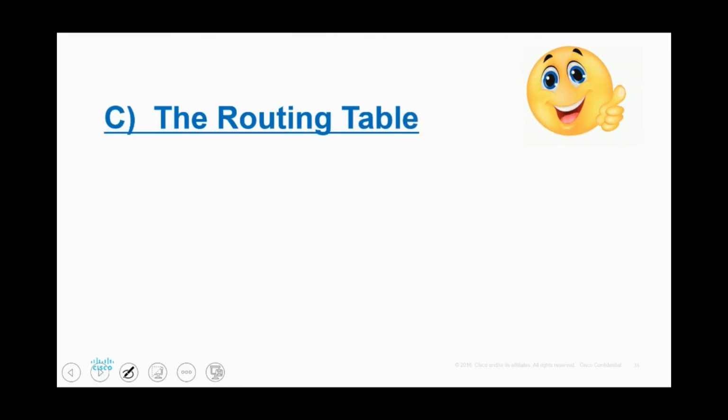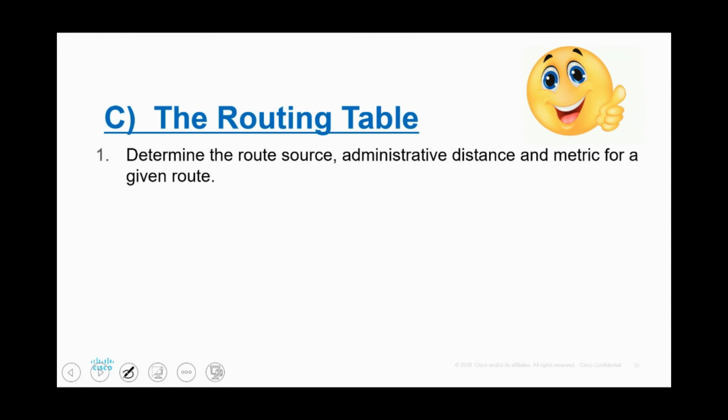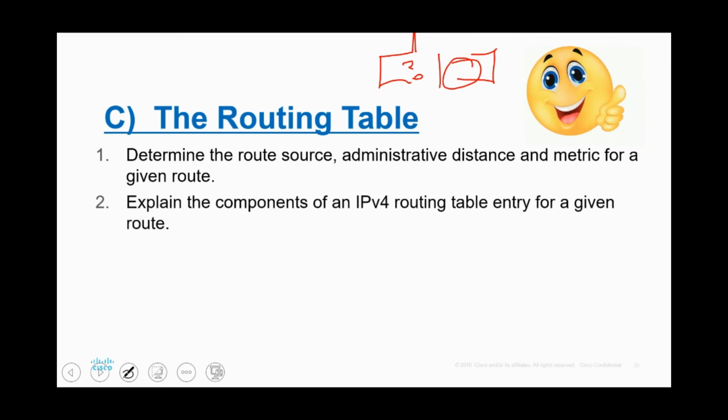And the last part, I also covered the routing tables. Determine the functions, the route source, how to identify the administrative distance and the metric. The administrative distance is identified by the brackets. The first value here will be your administrative distance, and the second value will be the metric. Okay, so this is how to identify the route source, AD and metric for all the given routes.